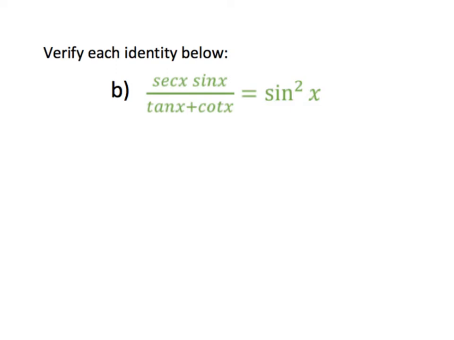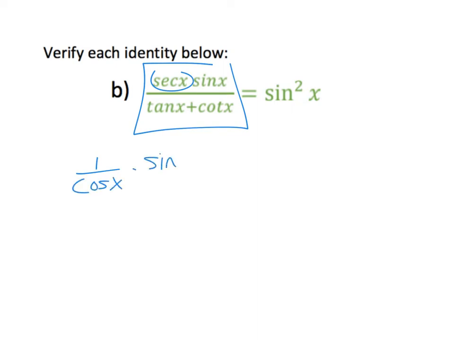Another technique is, if all else fails, we could write everything in terms of sine and cosine and work from there. So again, if I still focus on the left-hand side, I'm going to write that secant as 1 over cosine, and I'm going to write the sine as just sine. On the bottom, I can rewrite that as sine over cosine, that represents tangent, plus cotangent would be represented as cosine over sine.